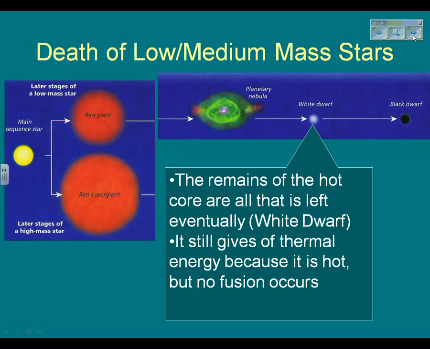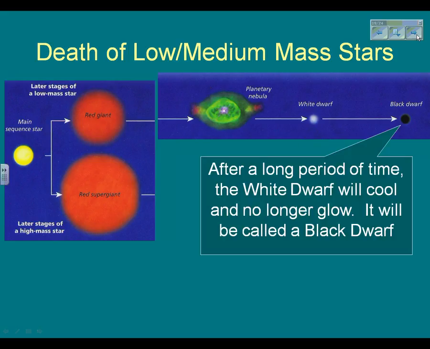It used to be doing fusion, right? It's still hot because it's left over from doing fusion, right? But gravity's pulling it down, and as gravity's pulling it down, what's happening to it? If it's not producing any more heat from fusion, what's eventually going to happen to that thing? It's going to stop, cool down. It's going to get cooler, right? And when it gets cooler, we're left with a black dwarf.